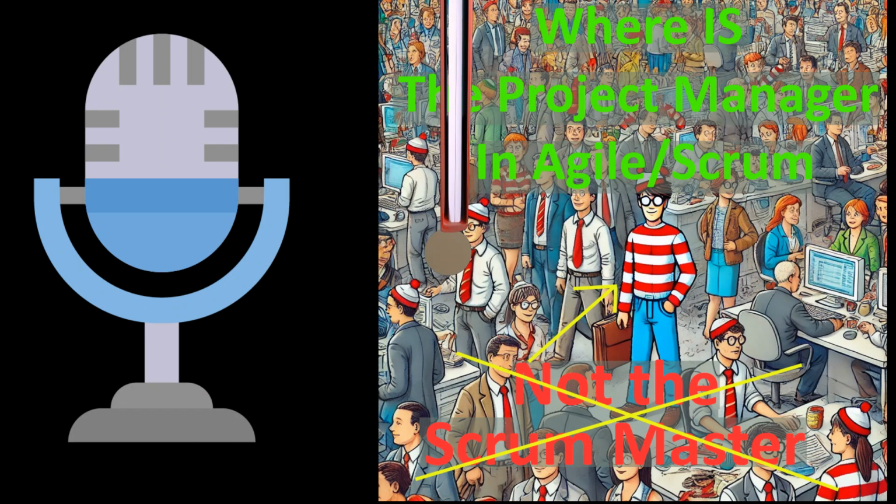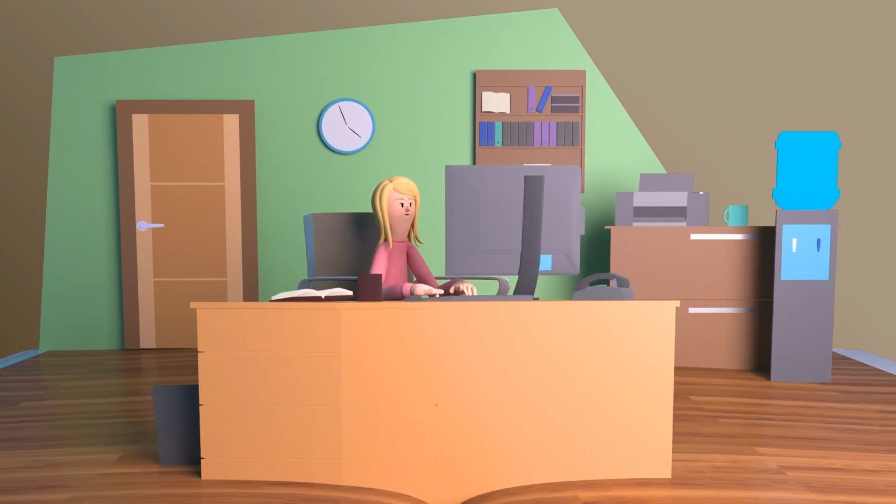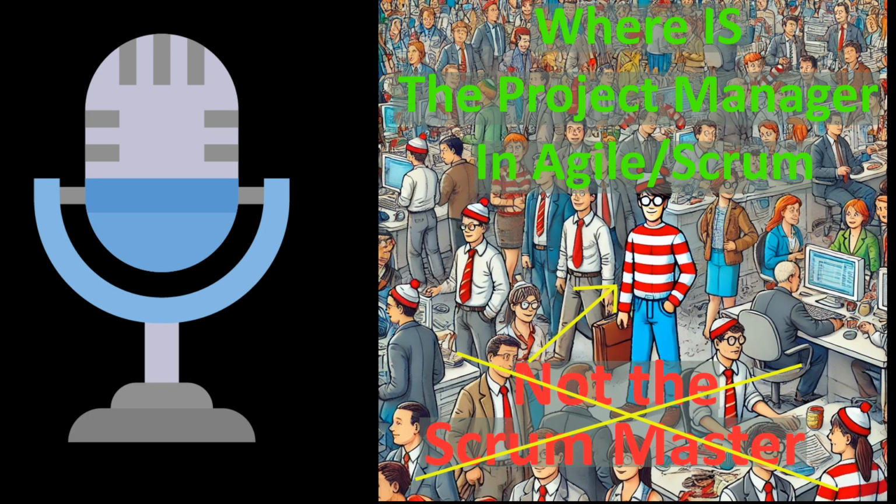Where is the project manager in Agile Scrum? If you look at the Scrum guide, you'll see three different key roles: product owner, Scrum Master, and developer team. The question is, in these three different key roles, which one could you take? So in order to understand that, let's look at the role or the function of each one of those key roles.